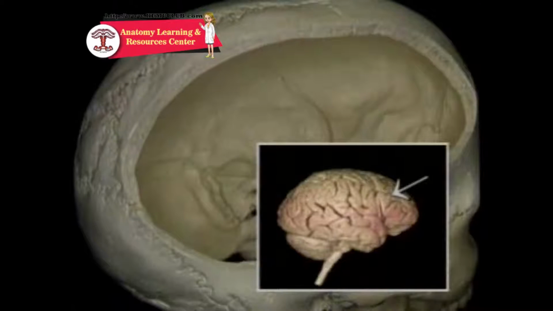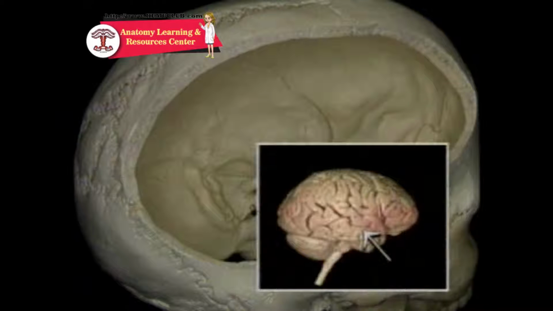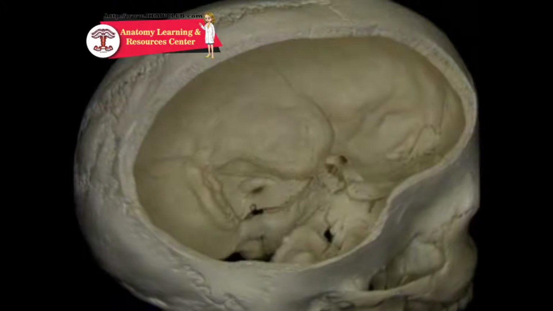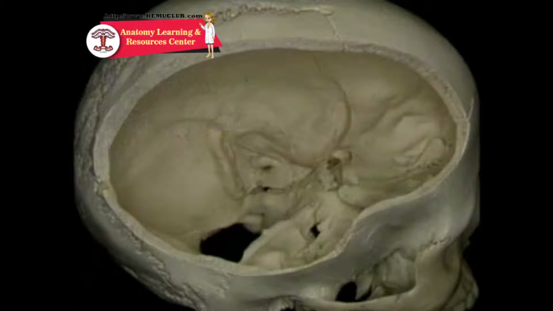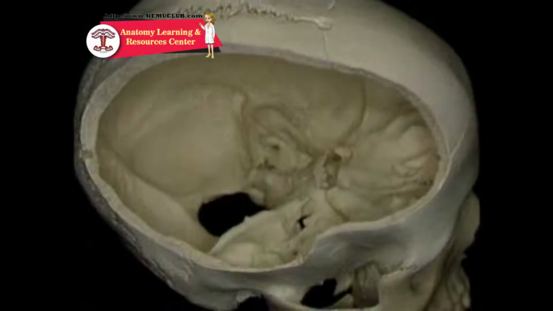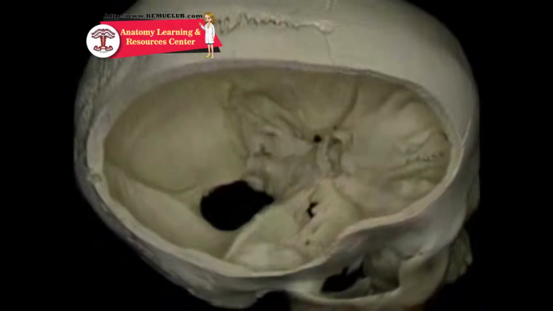This part of the cerebrum, the frontal lobe, occupies the anterior cranial fossa. This part, the temporal lobe, occupies the middle cranial fossa. The petrous temporal bones separate the middle cranial fossa from the posterior cranial fossa. The posterior cranial fossa contains the cerebellum and the brainstem.